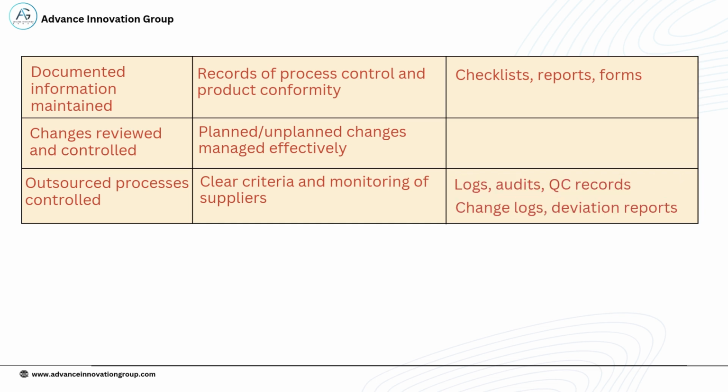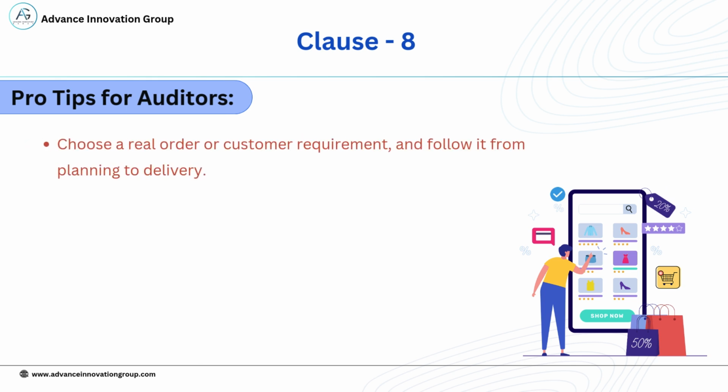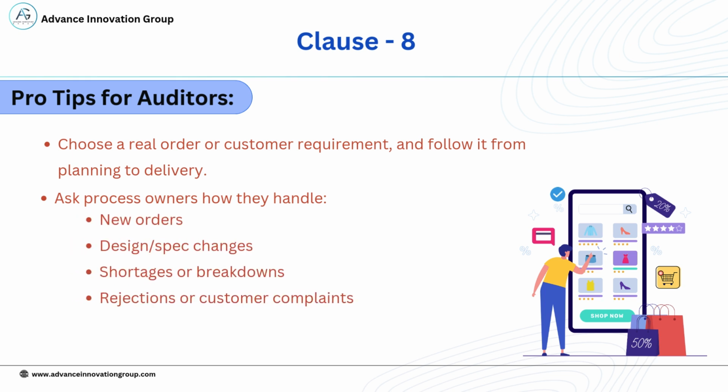Logs, audits, QC records. Pro tips for auditors. Choose a real order or customer requirement and follow it from planning to delivery. Ask process owners how they handle new orders, design spec changes, shortages or breakdowns, rejections or customer complaints. Validate that documentation aligns with real-life practice.